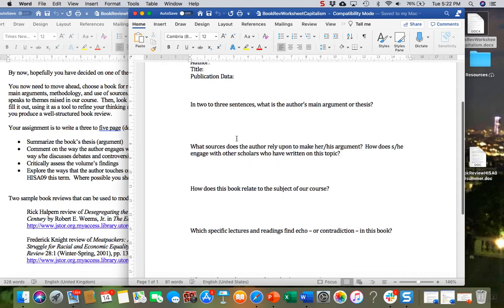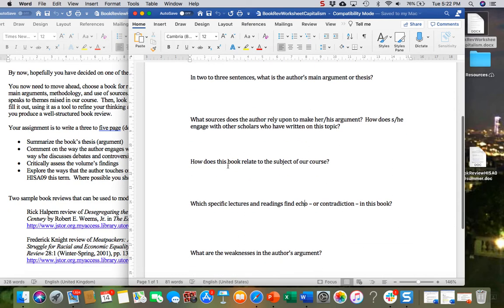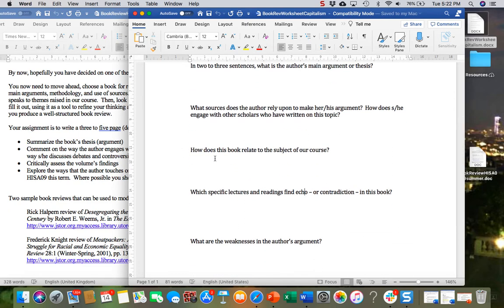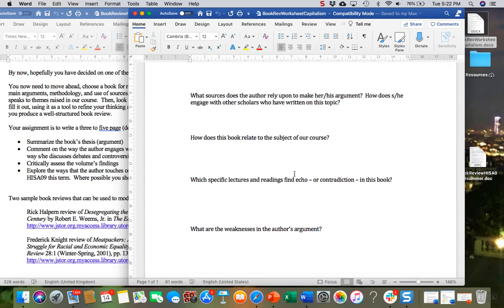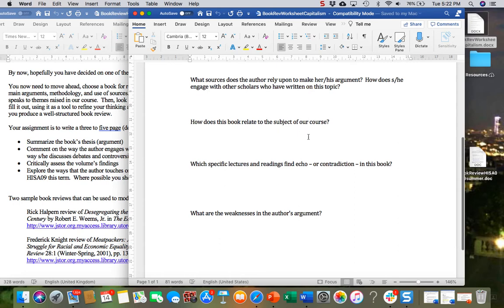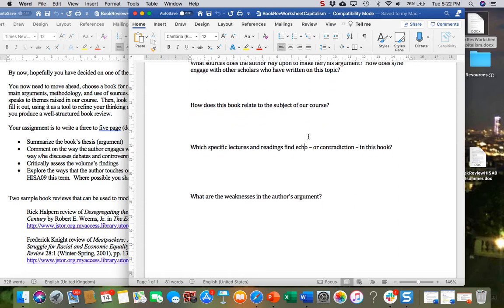And again, in the worksheet, just to echo things I said earlier, you want to jot down how this book relates to the subject of our course, which specific lectures or readings you find echoed, or whether there are contradictions in the book. And the other thing you want to do, which is especially important with a book review, is talk about what the weaknesses in the author's argument are, as well as its strengths. When you think about reviewing something, it's not just about finding fault with it, that's part of it, but it's also assessing what the book does well and what it doesn't do well.